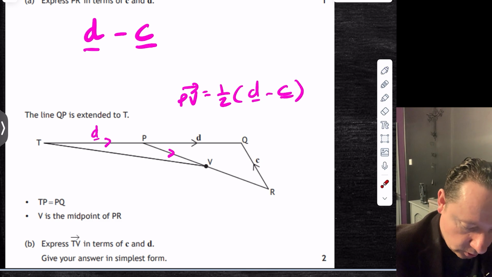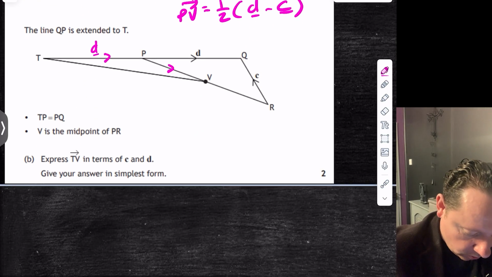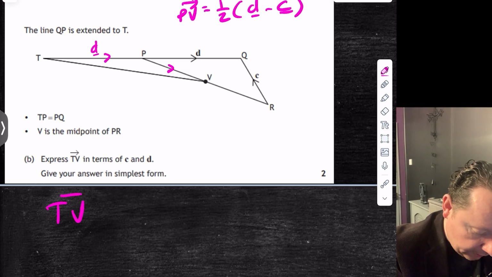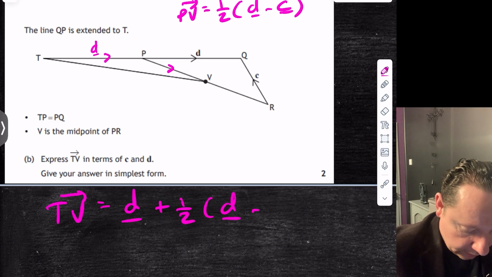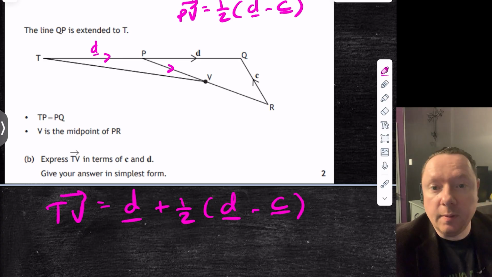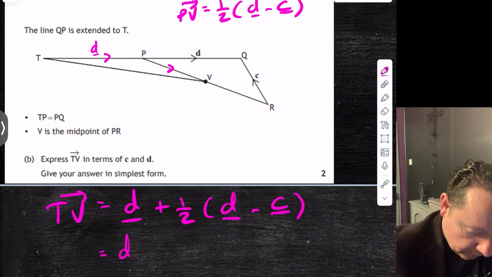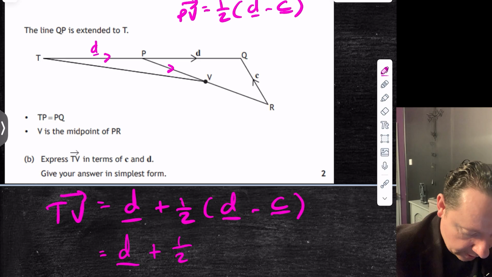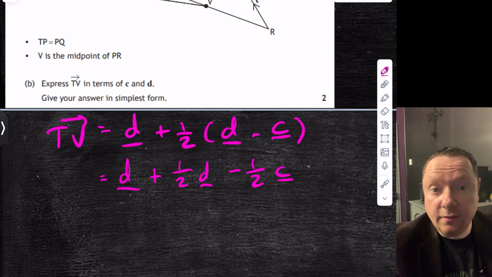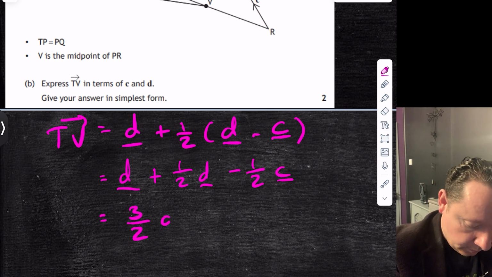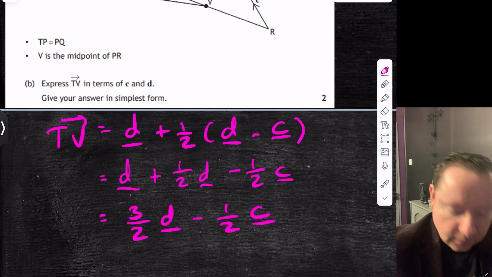So now we know we're just going to go along D and then plus 1/2 D minus C. So I'm just going to write that. T to V equals D plus 1/2 of D minus C. And I can expand the brackets and simplify. So that equals D plus 1/2 D minus 1/2 C. D plus 1/2 D is 3/2 of D minus 1/2 of C. And we're done there.